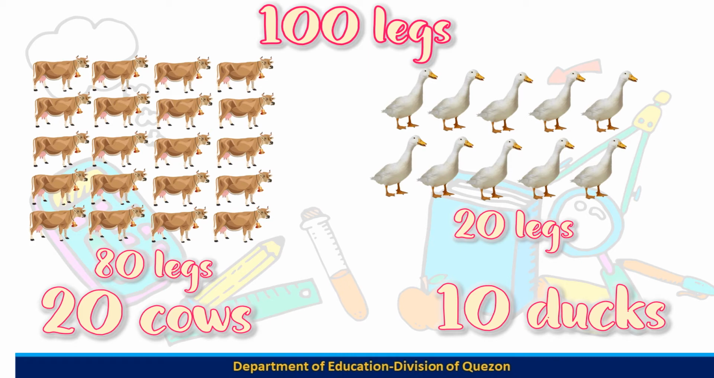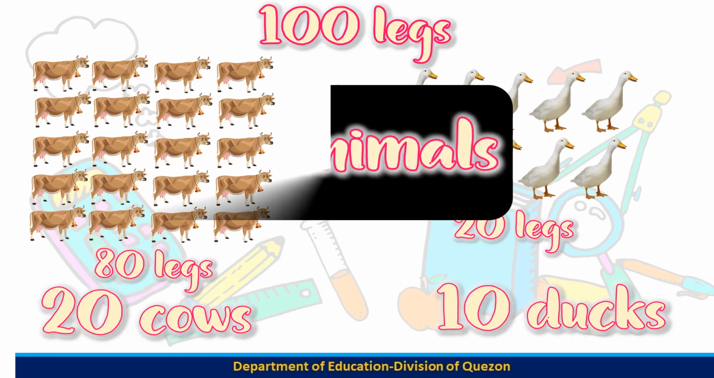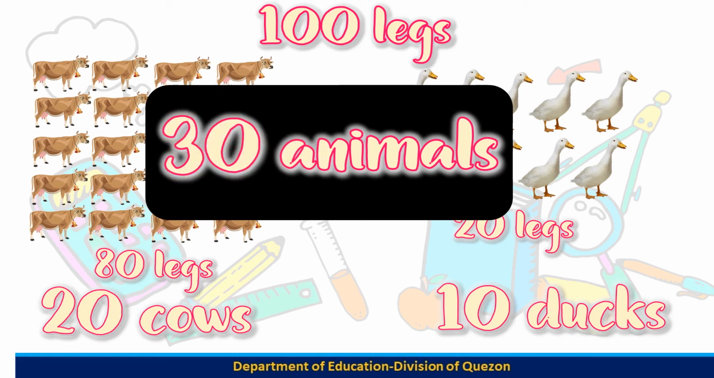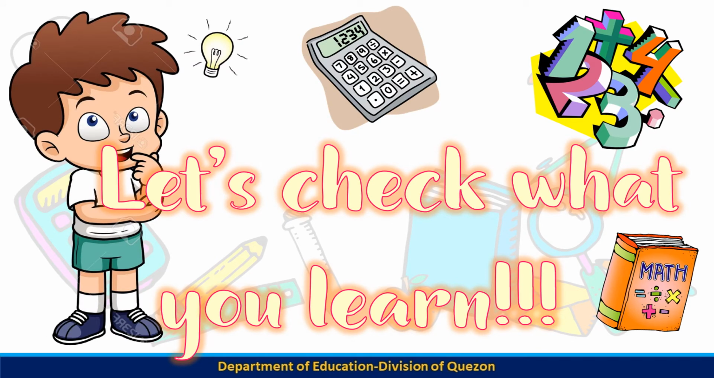When we count the legs of each of the animals, it is totally 100 legs. 20 cows and 10 ducks is equal to 30 animals as stated in the problem. How about you? What strategy do you use? Now, let's check what you learned.